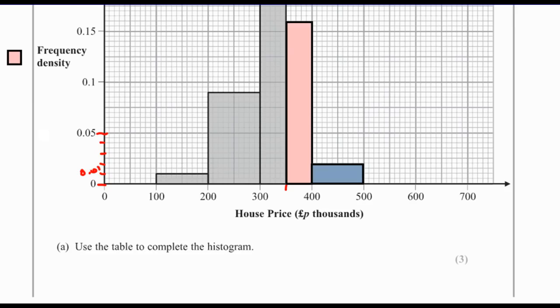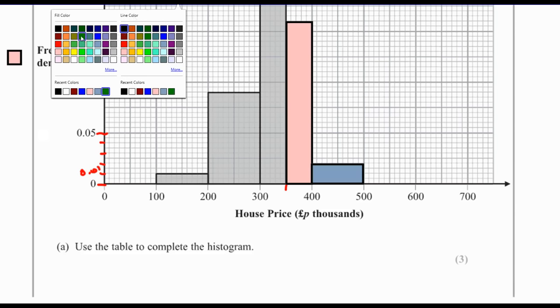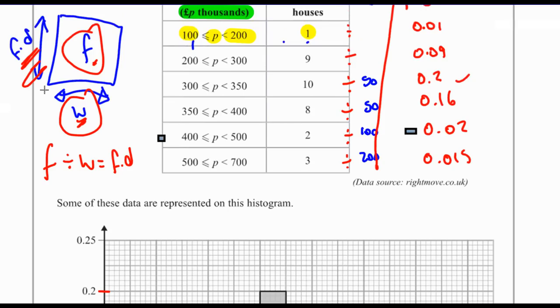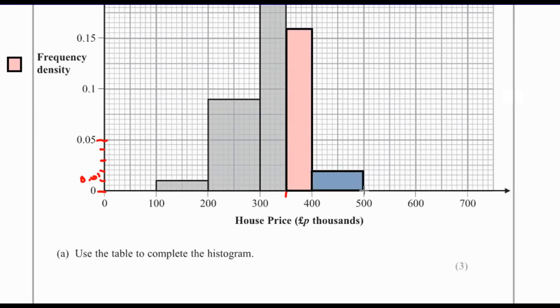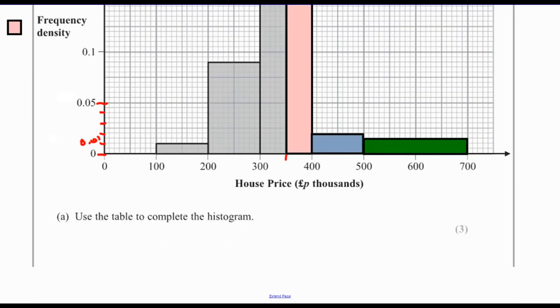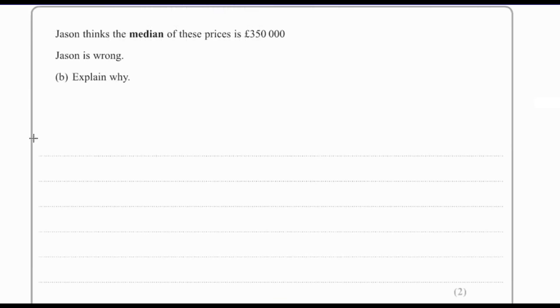And the final one, let's change colour again. This one is going to go from 500 to 700 and go up only 0.015. So 500 to 700, that's 0.01. That would be 0.02, so halfway between is 0.015. That is the histogram complete for 3 marks.